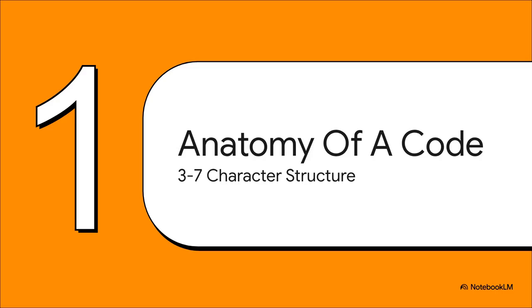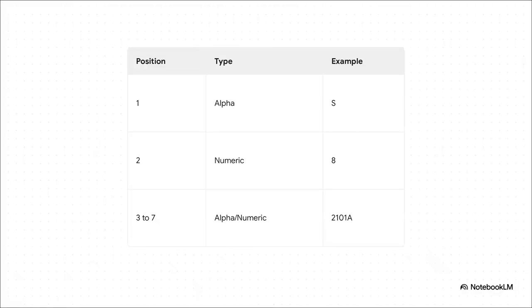Section 1. Anatomy of a code. The 3 to 7 character structure. And this brilliantly illustrates the math behind it all. According to official guidelines, every single ICD-10-CM code is between 3 and 7 characters long, no exceptions. Now, the very first character, always an alpha character. It's got to be a letter. The second character is always numeric. Then, for characters 3 through 7, they can be either alpha or numeric. So if you take a look at a code like S82.101A, you can perfectly see that alphanumeric flow in action.